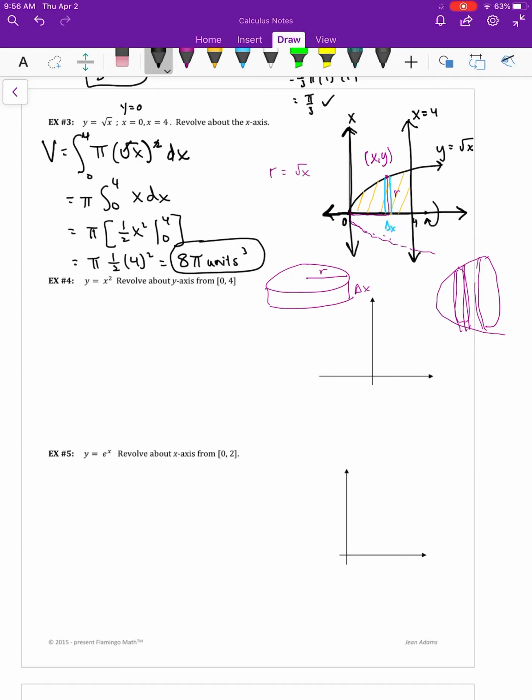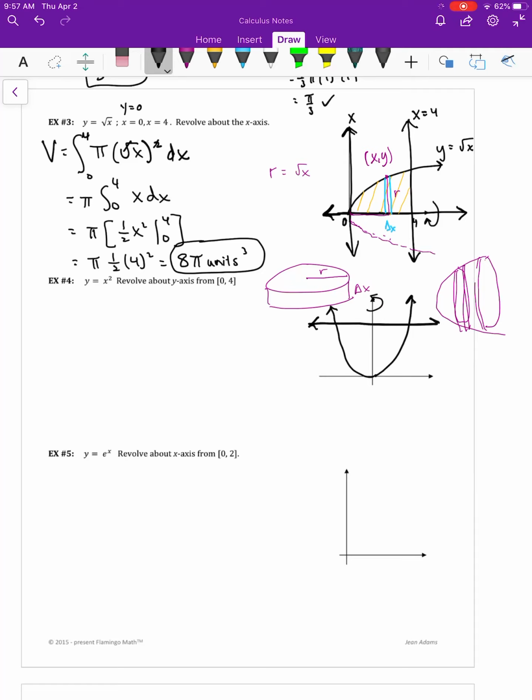Okay, example number 4. And by the way, we don't have a geometry formula that we can check that with. So now we're getting into the ones that are not able to be checked. Okay, so we've got y equals x squared. There's our y equals x squared. And we're going to revolve it about the y-axis. And it says from 0 to 4.